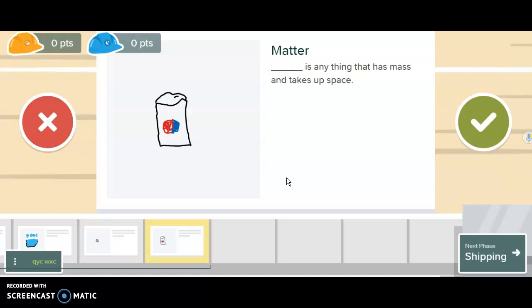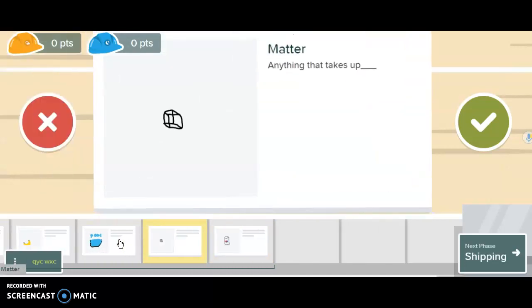Thank you for not writing the word blank and using the blank. Blank is anything that has mass and takes up space. I like that. That's a good definition. It is what it is. Let's see if there's one that maybe has something in the picture. I mean, that's a perfect definition though.